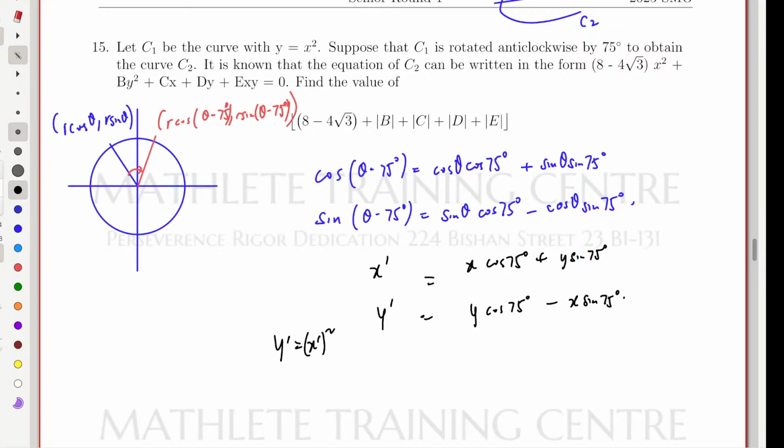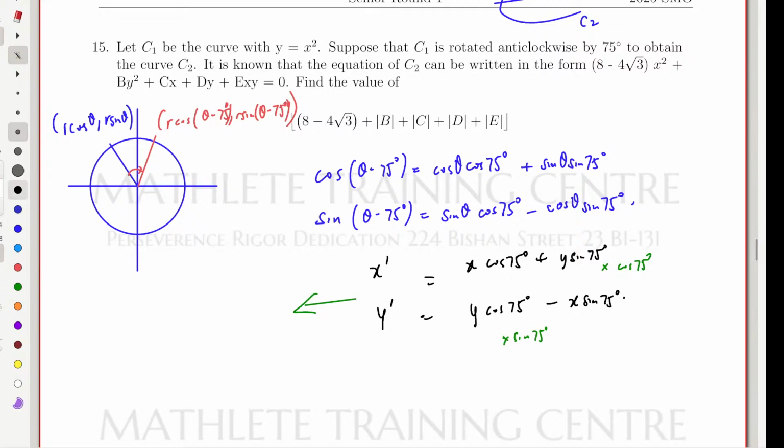So what we do now is that we need to express our x and y in terms of our new coordinates x prime and y prime, and then that will tell you what the curve satisfies. Okay, so this is the part where it's quite tedious. How to express x and y in terms of x prime and y prime? Notice that you can, for example, multiply the first one by cosine of 75 degrees, multiply the second one by sine of 75 degrees, and then subtract them.